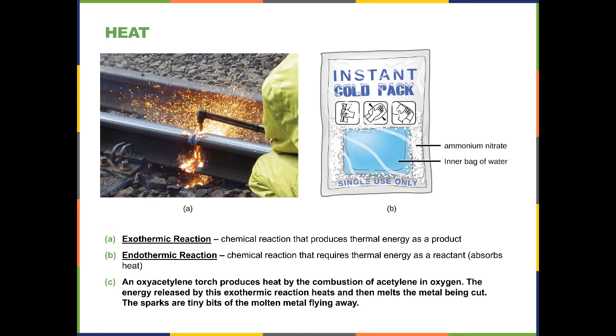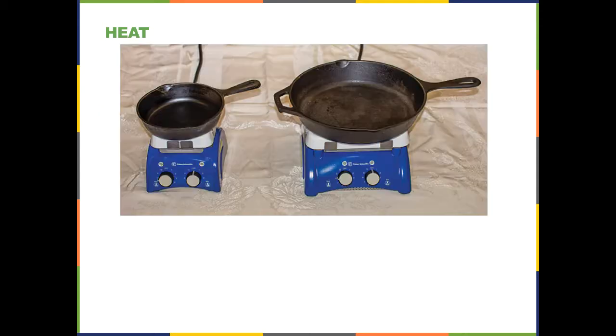A is an acetylene torch that produces heat by the combustion of acetylene with oxygen. The energy that's released in the combustion of acetylene and oxygen is an exothermic reaction, and it melts metal and causes a cutting of the metal. B is an endothermic process that creates a cold pack that can be put on injuries and so forth.